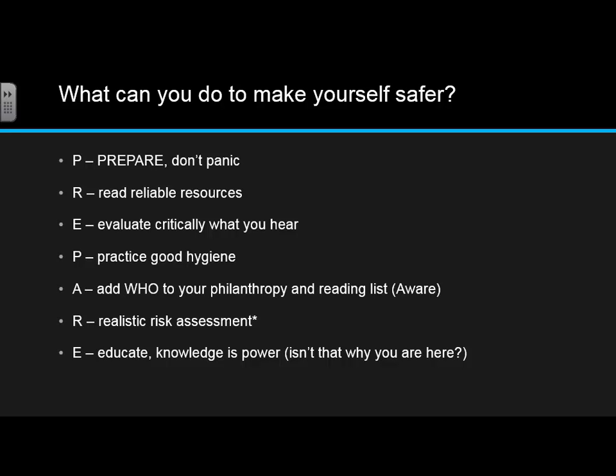And then realistic risk assessment. What is our risk, people? It's almost zero, isn't it? We can't say zero because we can't guarantee anything in life. But our risk is really essentially zero. It's that low because it's contact. It's not airborne. It is not airborne.